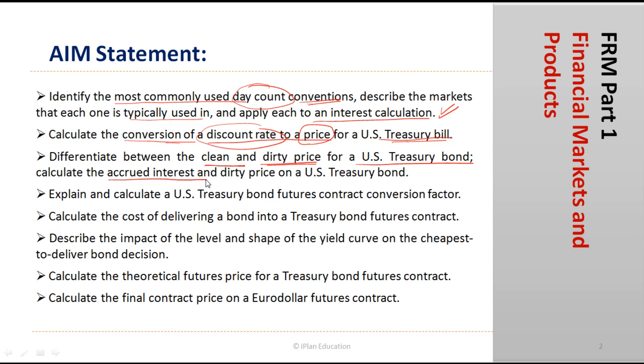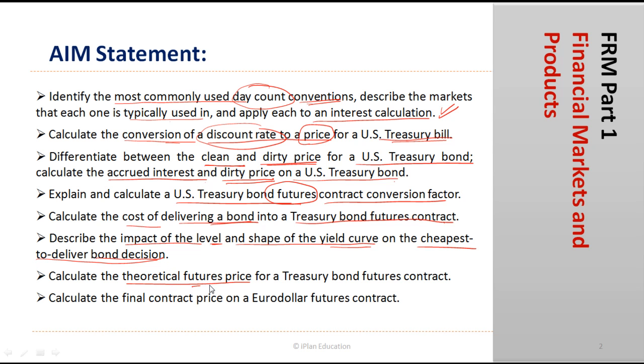And then we learn to calculate the accrued interest and dirty price, which is the full cash price, including the accrued interest for a treasury bond. Then we'll explain and calculate what is the contract conversion factor for US treasury bond futures. And we look at the cost of delivering a bond into treasury bond futures contract. And then we look at the impact of the level and shape of yield curve on cheapest to deliver bond decision. So we look at the cost involved in delivering a bond and find out which is the cheapest to deliver.